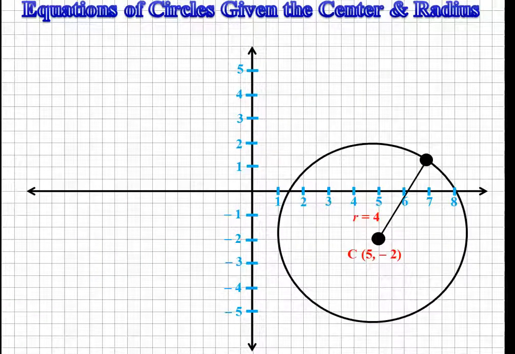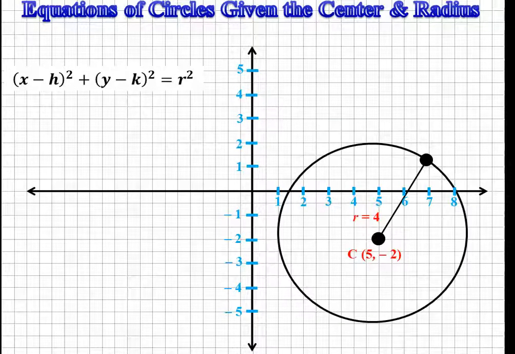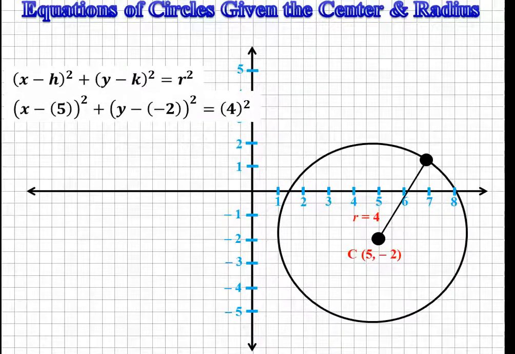Okay, now look at this one. We're going to write the equation of a circle whose center is 5 and negative 2. And remember that 5 and negative 2 represent h and k, and the radius is going to be 4. So there's our standard equation of a circle, and we're going to replace the h and k with the coordinates of 5 and negative 2.